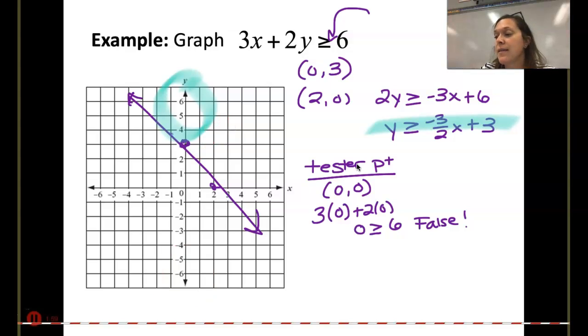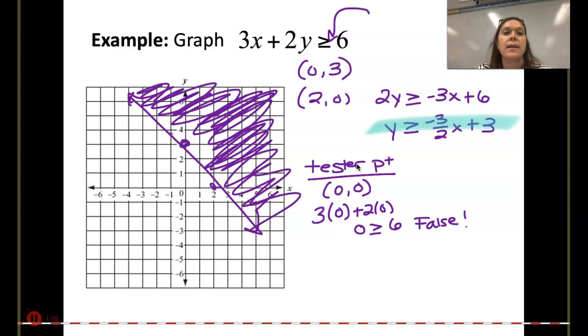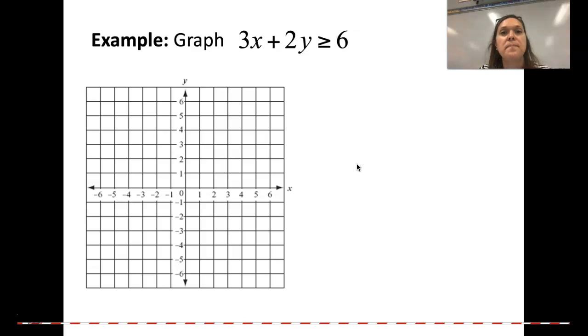So if I use that thought process, that my y needs to be greater than or equal to, well, where do I get that y-axis getting bigger, bigger, bigger? Above, as opposed to below it. Okay, so you can either use the tester point, or if you have that concept of greater would be above, less than would be below, then you can do that also. All right, let's do another one.